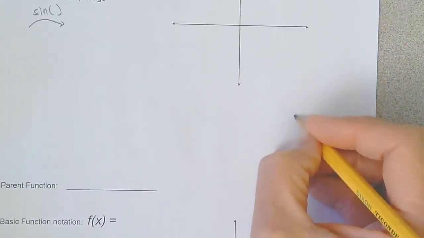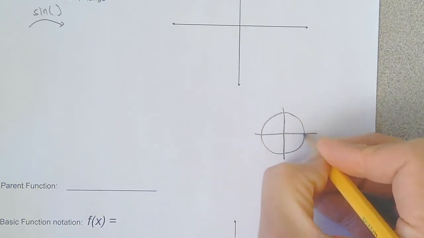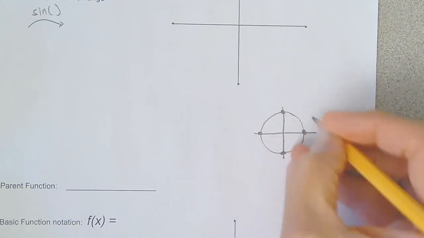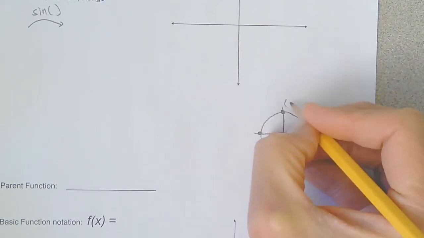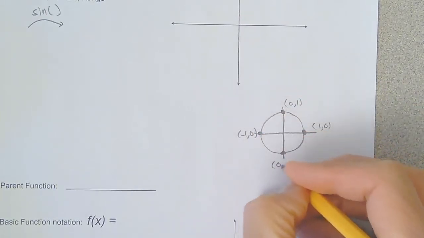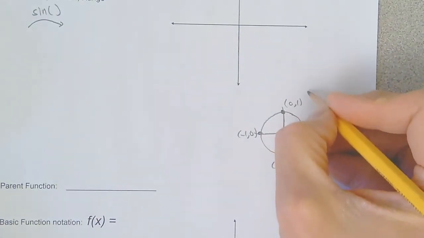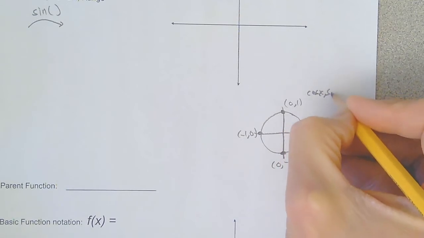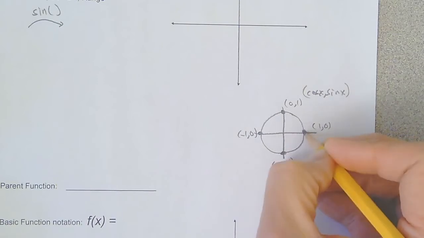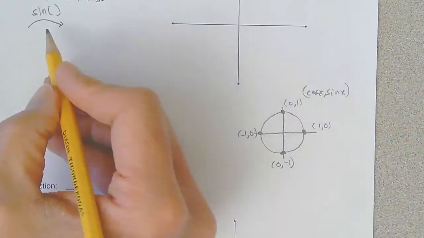So I'm going to draw a little unit circle here. And what we're going to focus on is these places where the x and y axis intersect the unit circle at 1, 0, at 0, 1, at -1, 0, and at 0, -1. And for the sine function, since you remember these are cosine x, sine x pairs, we're going to be focusing on the y coordinates and the angles that get us there.